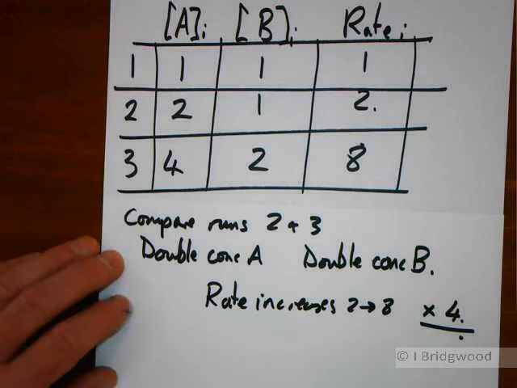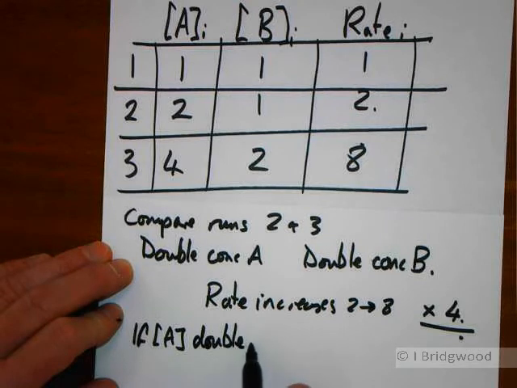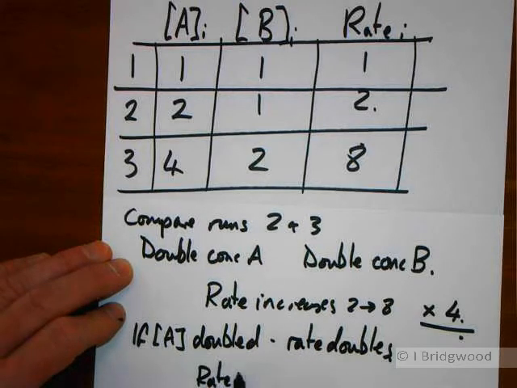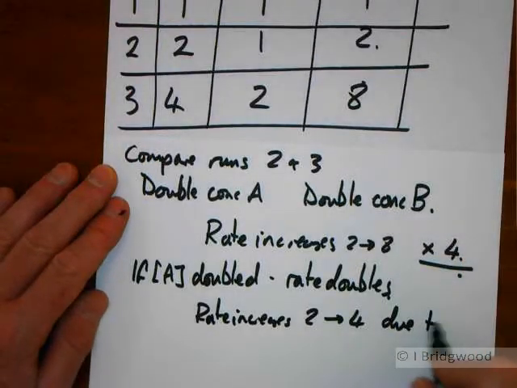Now we know that if the concentration of A is doubled, because it's first order with respect to A, the rate doubles. So in other words, the rate increases from 2 to 4, due to A.